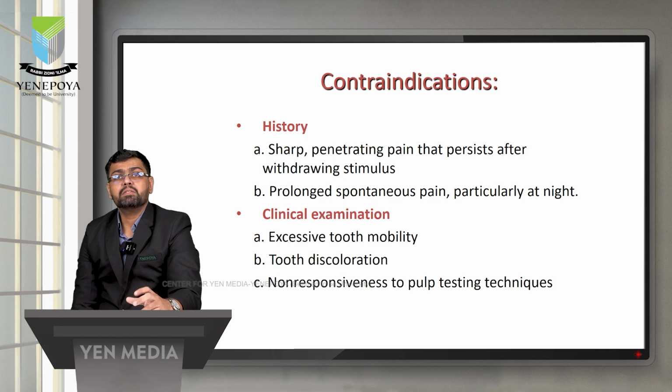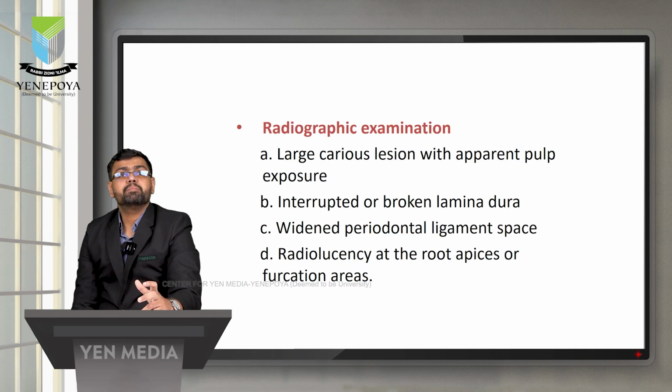Now, what are the contraindications for indirect pulp capping? History: there will be a sharp penetrating pain that persists after withdrawing the stimulus, and prolonged spontaneous pain, particularly during the night. Clinical examination: there will be excessive tooth mobility, tooth discoloration, and non-responsiveness to pulp testing. On radiographic examination, there will be a large caries lesion with apparent pulp exposure, interrupted or broken lamina dura, widened periodontal ligament space, and radiolucency at the root apices or furcation area.